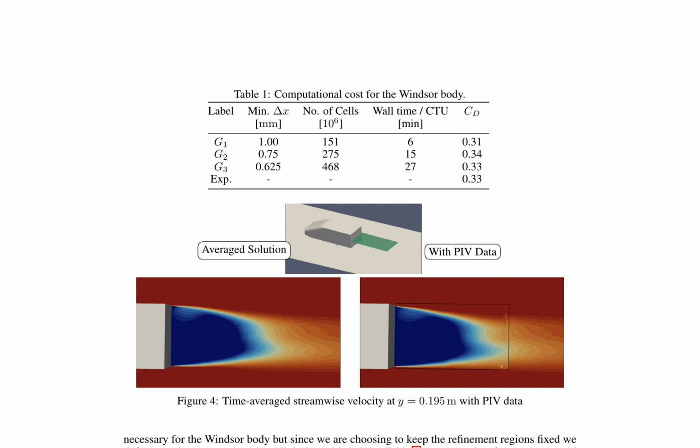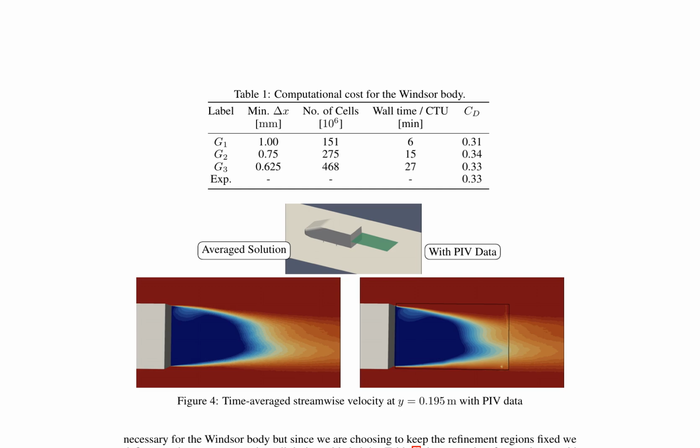The table displays the minimum grid spacing, number of computational cells, wall clock time per convective time unit, CTU, in minutes, and the drag coefficient CD. The experimental drag coefficient value is included for reference. Based on the results, G2 is chosen as a representative baseline case, balancing accuracy, computational cost, and mesh size typically used in the automotive industry for external aerodynamics.